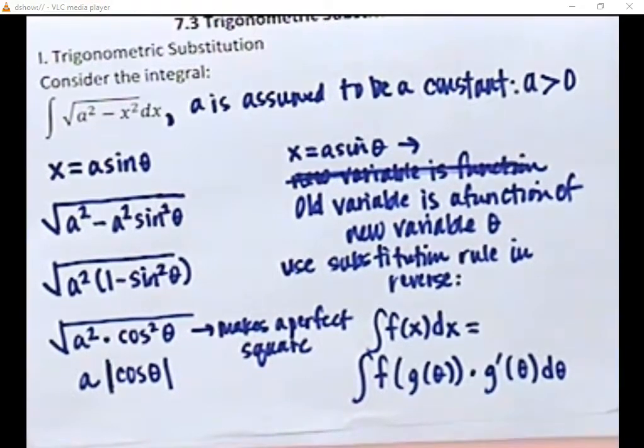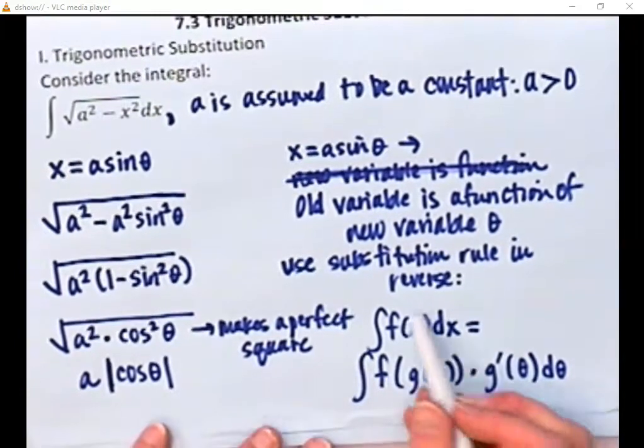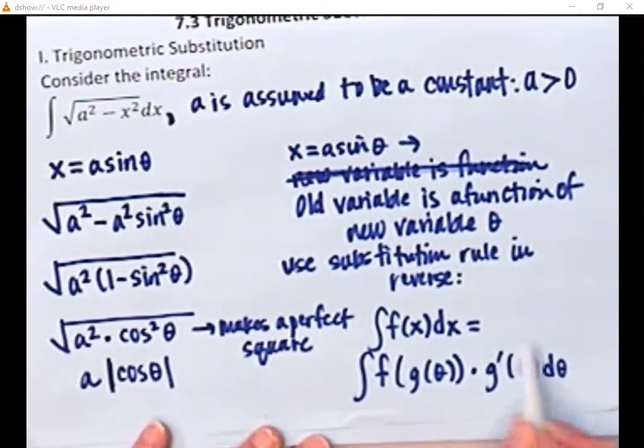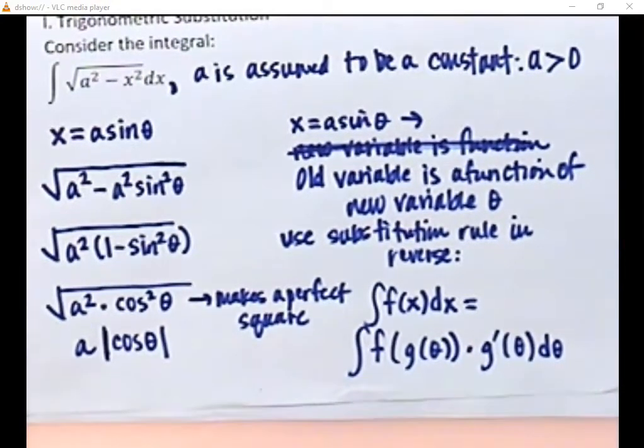So we are making it a function of a new variable theta, and so the dx will actually have to include a differential that includes the derivative with respect to theta. So we'll be doing that. Now, because we're doing inverse substitution, we want to make sure that these functions have an inverse function.